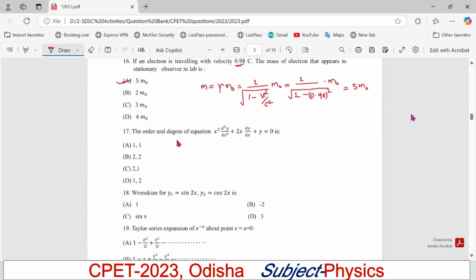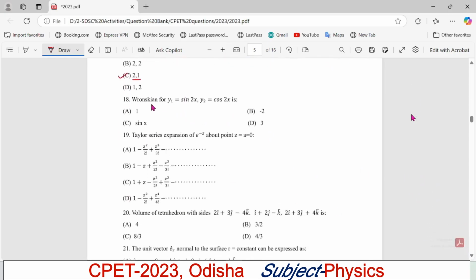Question number 17. The order and degree of the equation. See, to find the order and degree, we have to search for the highest order derivative and its power. In this differential equation, the highest order is d square y by dx square. So order is 2. What will be the degree? Degree means the power of the highest order derivative. So if I consider this one, power is 1. So degree is 1. So answer will be option C, 2, 1. Now we are going to move to the next question.